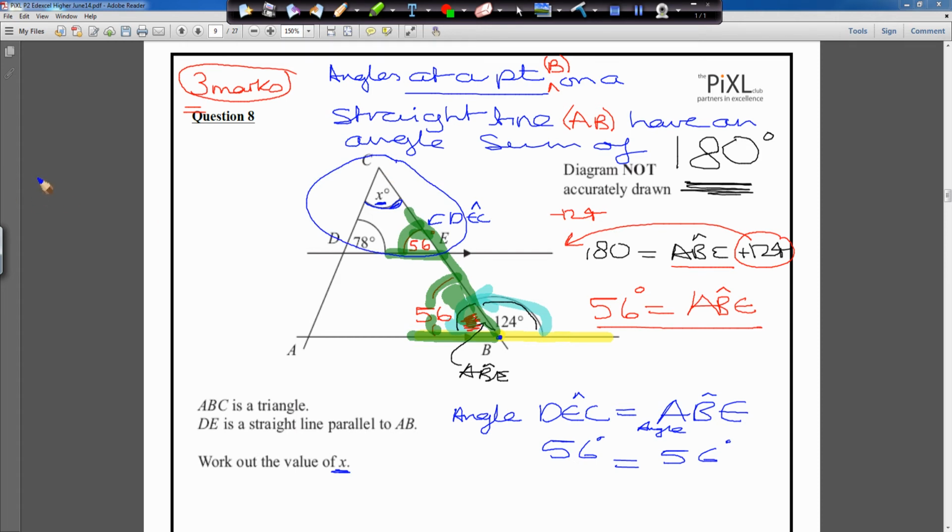So we say here the angle sum of a triangle is 180 degrees. 180 degrees is the sum of these angles. So we can now work out quite easily x. So we can now, let's change to a different color. Let's go to black.